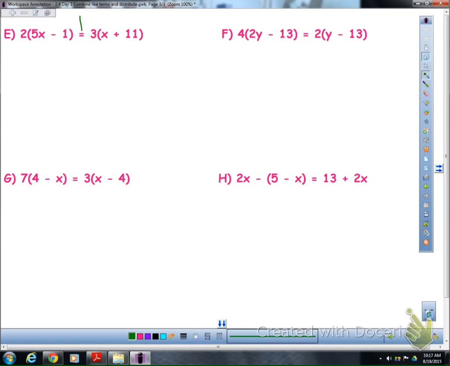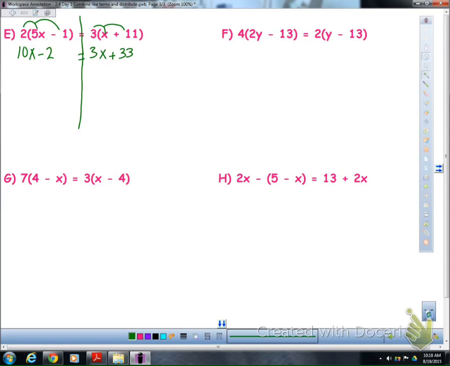Okay, if you look at the examples on this back page, you see that we do have simplifying that needs to be done. The first thing we need to do is get rid of our parentheses. We're going to do that by distributing. So we're going to distribute the 2 to both of these numbers inside our parentheses. So 2 times 5x is going to give us 10x, and 2 times negative 1 is going to give us negative 2. Similarly, on the right side, we're going to distribute 3 to both terms. We get 3x plus 33.